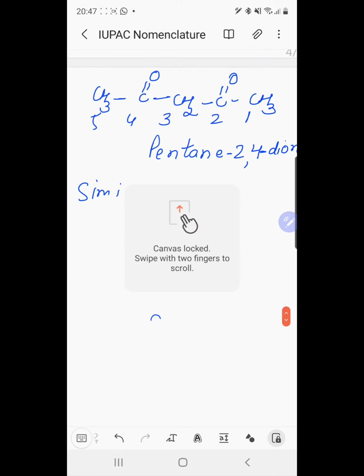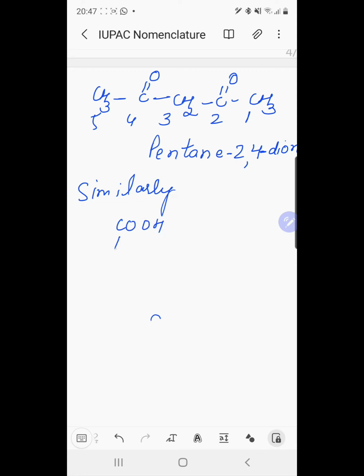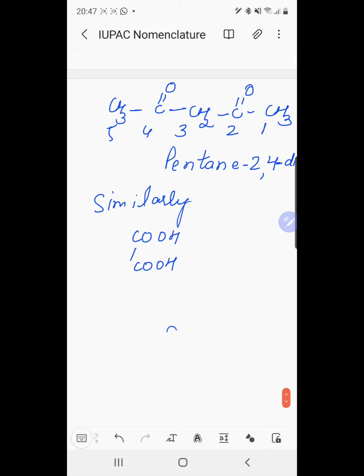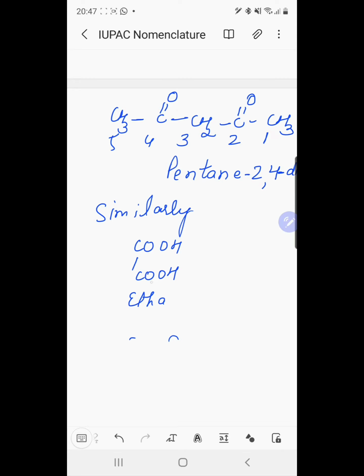Similarly, COOH, COOH. Here the name is ethane, ethane-1,2-dioic acid. Here we add the di.